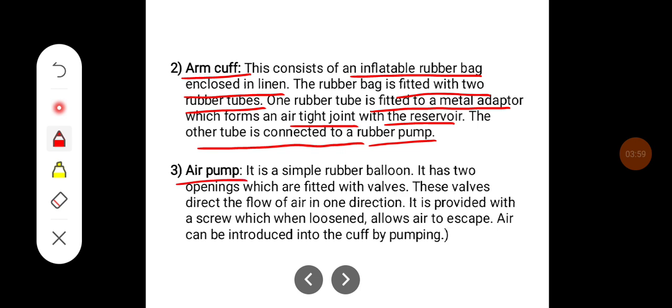Then air pump. It is a simple rubber balloon. It has 2 openings which are fitted with valves. These valves direct the flow of air in one direction. It is provided with a screw which when loosened allows air to escape, and air can be introduced into the cuff by pumping.